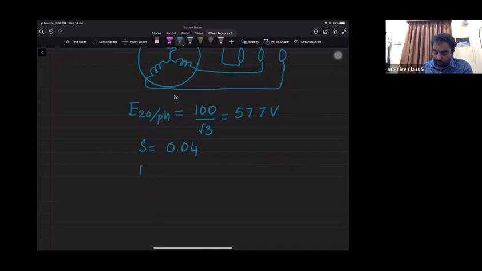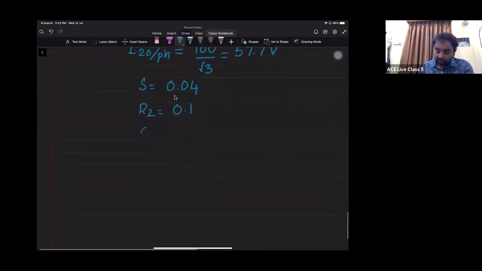0.04. What is the value of R2 given? 0.1. As it is low slip, generally less than 10%, we treat it as low slip. So I2 is equal to s E2 naught by R2. So that is equal to 0.04 into 57.7 by 0.1.